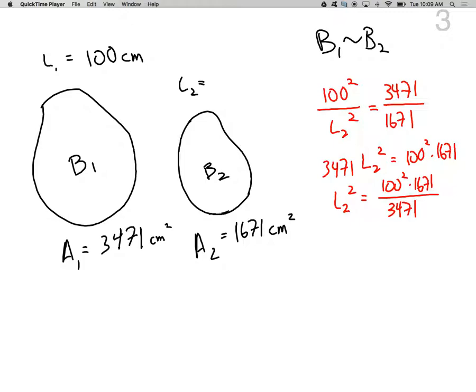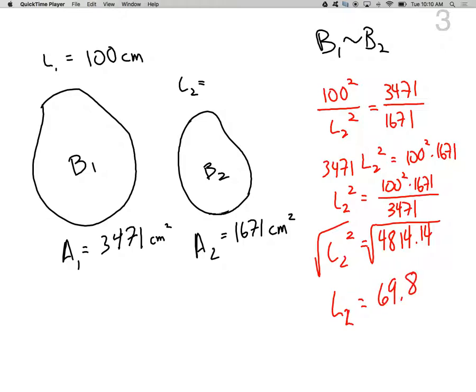What is this number, by the way? You said 69.38. That is incorrect. 4,814.14. What's the last step you need to do to get L2 by itself, Sarah? Square root. We take, whoops, we take only the positive answer. What do you got, Sarah? 69.87. And notice that's centimeters, not centimeters squared, because it's a linear measurement.